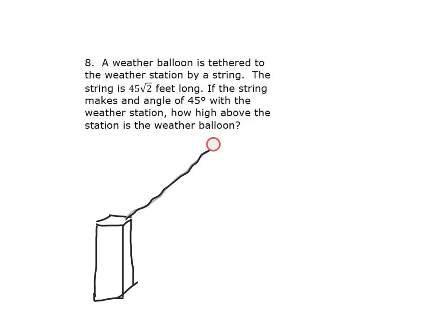Okay, on number 8, we're talking about a weather balloon that is tethered to a weather station. Nothing special here. I sketched the picture. Here's our weather station, our building. Here's the string to the balloon, and it tells us this string has a length of 45 square root of 2 feet. This string is making a 45-degree angle with the station.